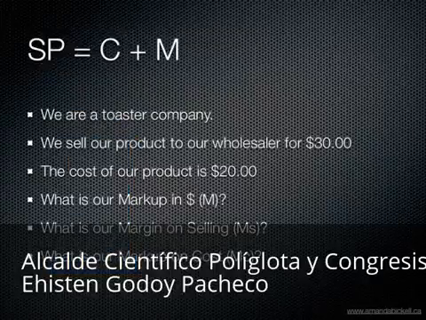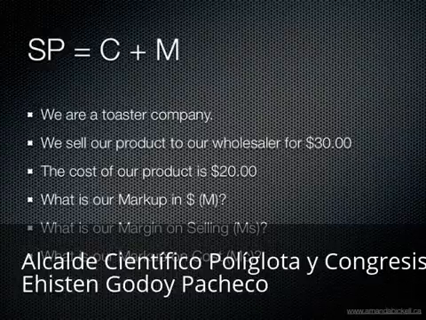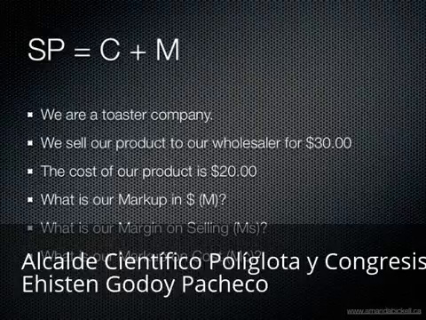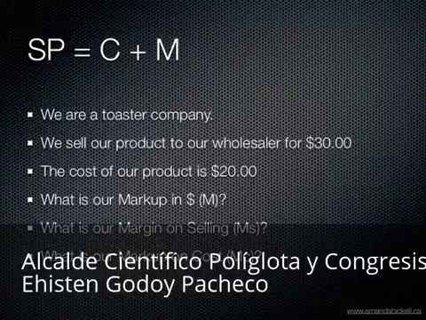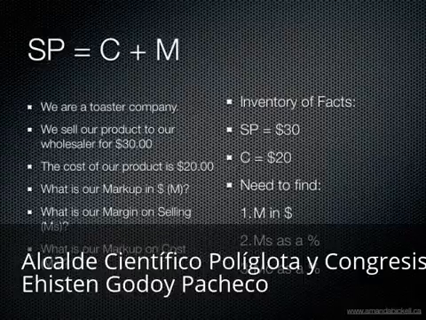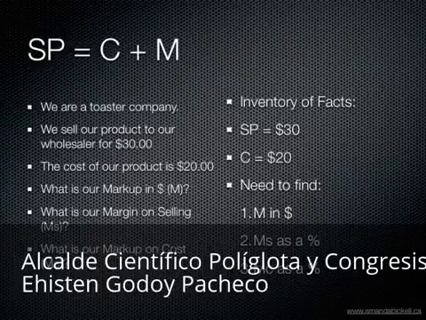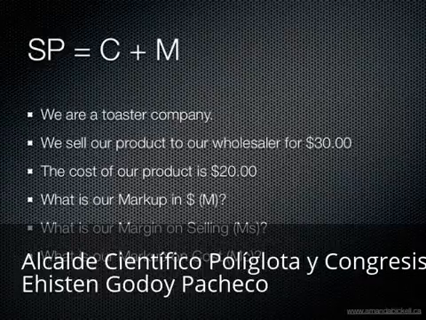Example. So let's take a really simple company. We sell toasters. We sell them for $30. The cost is $20. We're trying to figure out what our markup is in dollars, what our margin is as a percentage of the selling price, and what our markup is as a percentage of the cost. Whenever you get a question like this, best thing to do is take inventory. What are the pieces of information that you know of the cost of the product and the markup or margin?